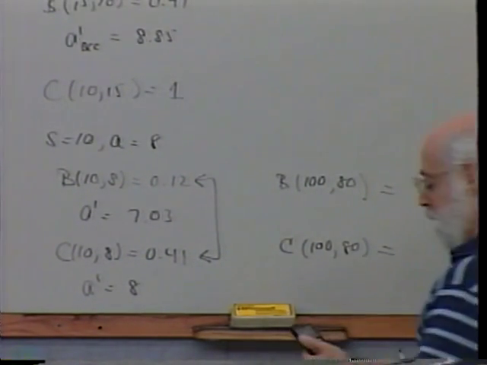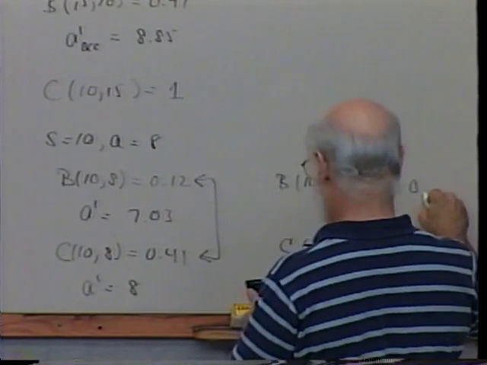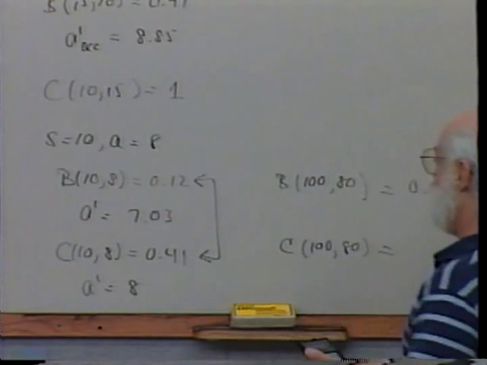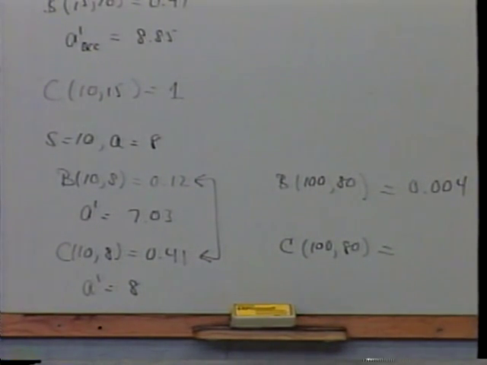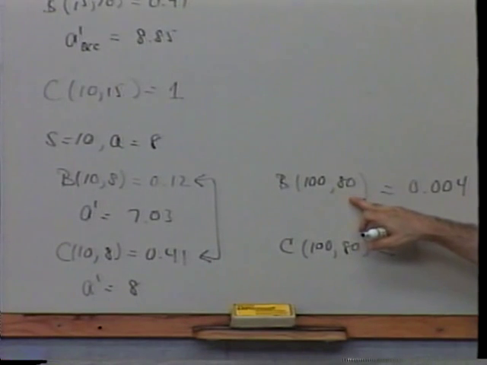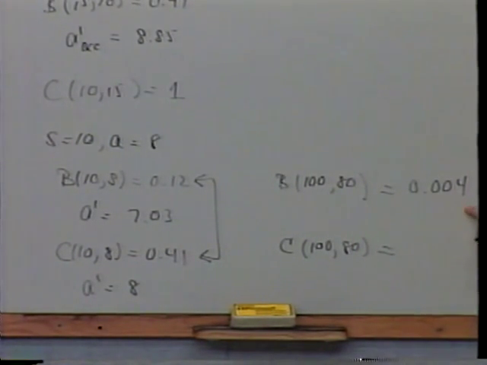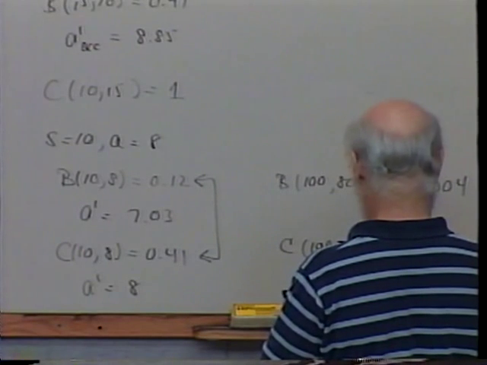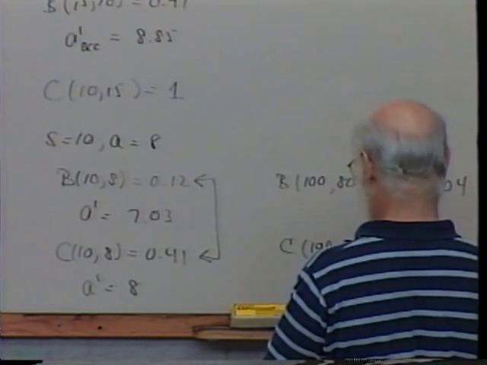So the Erlang B turns out to be equal to 0.004. The carried load, of course, turns out to be very close to 80 Erlangs, 79.68 Erlangs, which is what you would expect because you're offering 80 Erlangs and you're carrying 99.6% of them. The Erlang C is now 2%, 0.0196.